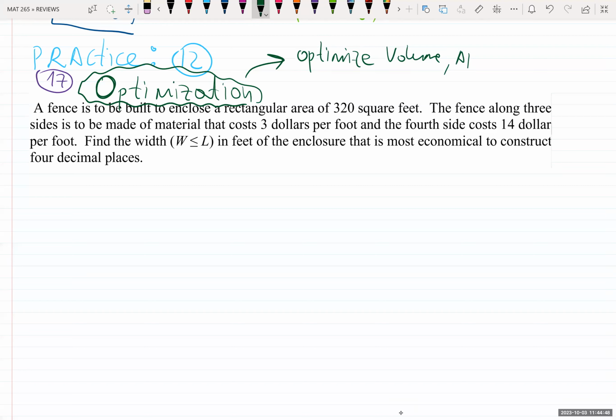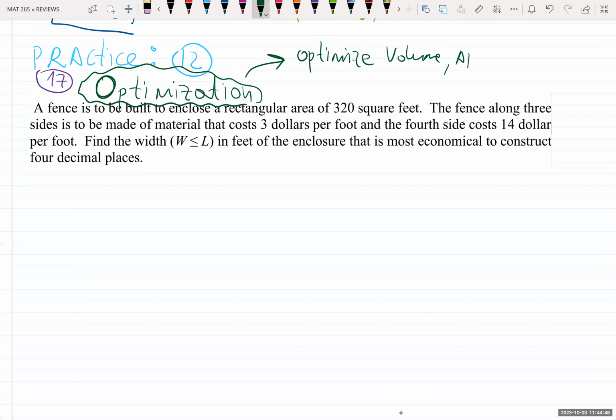Step one, you read it. Step two, you draw a picture right away. The moment I see the shape mentioned, I draw the picture. That's one: picture. I see the fence is built as a rectangle. Okay, I know how a rectangle looks. So if it says sphere, I draw a sphere. Circle, I draw a circle. Triangle, triangle. So I know rectangle.